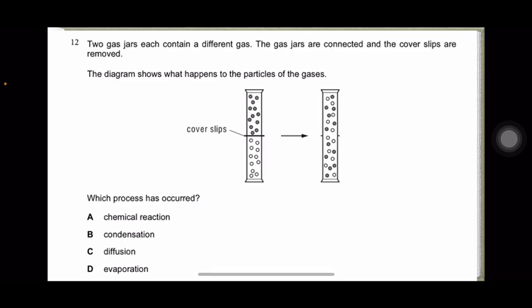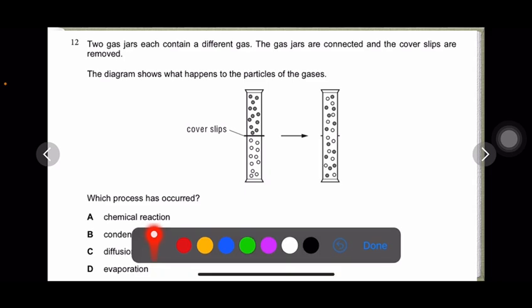Let's solve some questions from past papers, paper 2, topic states of matter. This question is taken from the topic diffusion. Two gas jars each contain a different gas. The gas jars are connected and covered slips are removed. The diagram shows what happened to the particles of gases.